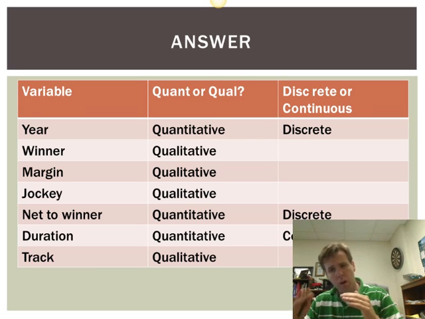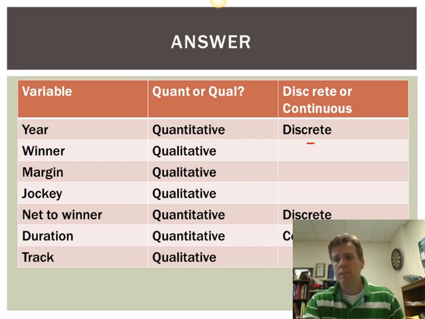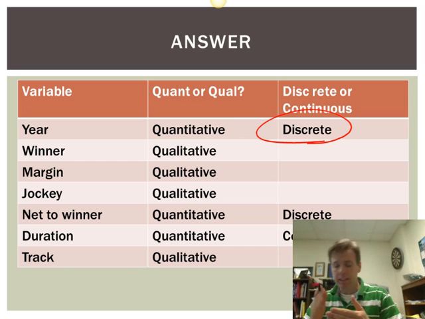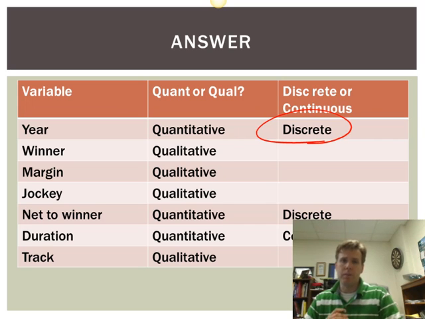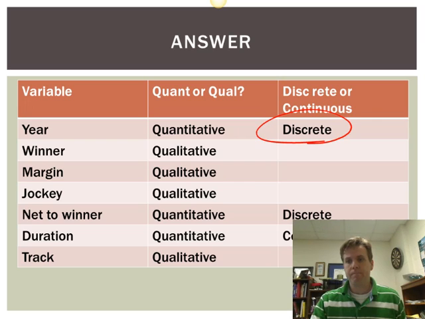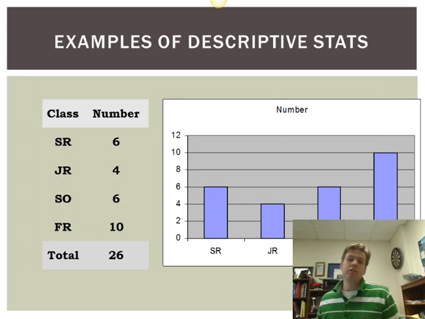And then for our quantitative variables, the year is discrete, a countable number. It's happening in specific years. We didn't say it happens in 1996.2 or something like that, right? You can have fractional parts of a year, but that's not how the data are recorded in this particular context. The net to winner is discrete, the countable amount of money that's given. And the duration is continuous, right? We could end at any possible moment, so that is continuous. So just some examples of descriptive statistics.